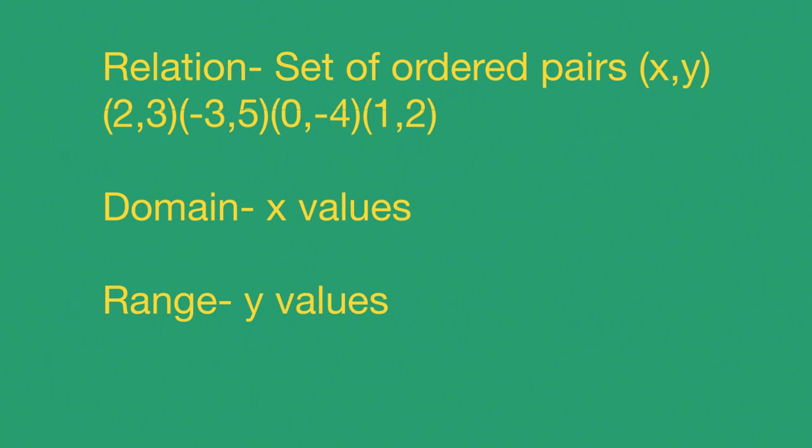Now, beyond that, those next two words, domain and range, we need to be very familiar with those words, okay? Domain is your x values. Domain describes your x values, whereas range is your y values. Domain is x, range is y.